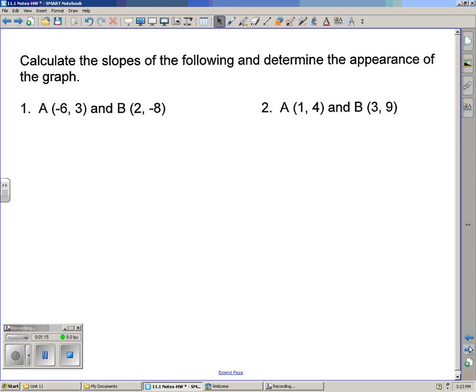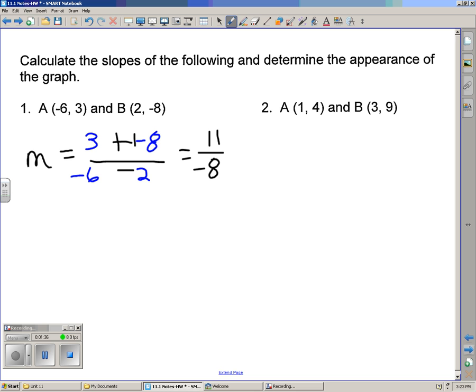Okay, calculate the slopes of the following and determine the appearance of the graph. So then just use your slope formula. Again, I like to set my formula up with a fraction bar, minus, minus, and then dump in my y and my y, dump in my x and my x, and then do the math. What comes out here, plus positive, don't forget that, it's 11 over negative 8. Because your slope is negative, your graph is going to look something like that.